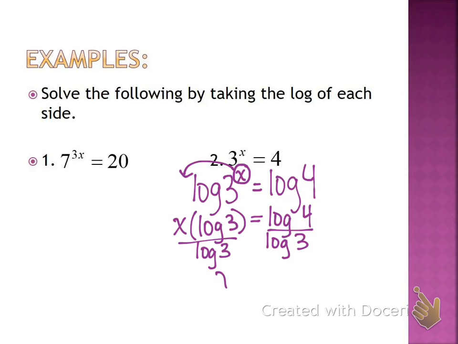And at this point, you can just use your calculator. They are both base 10. So we can type into our calculator as long as we are being careful to close our parentheses. So log 4, close parentheses, divided by log 3, close parentheses. What do we get for x? 1.262. I prefer 4 decimal places, so I'm going to put 1.2619.